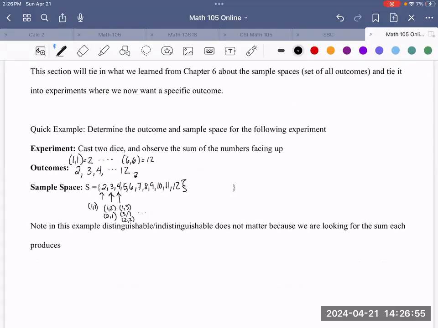Now, in our experiment, notice that we didn't say if this was distinguishable or indistinguishable, but for right now, in this particular experiment, it doesn't matter because we're looking for the sum of what's occurred. So even if you had an indistinguishable one, you're still going to get a 1 and a 1 or a 1 and a 2 or 2 and a 1 to have the same value occur.